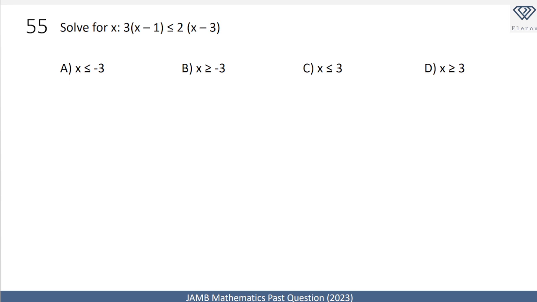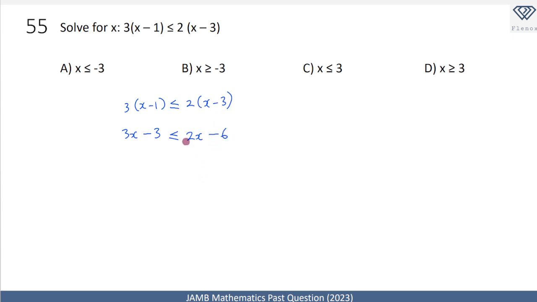So moving on to question 55, we are told to solve for x in this inequality. 3 into bracket x minus 1 is less than or equal to 2 into bracket x minus 3. So what do we do first? We need to expand. So 3 times x is 3x, 3 times minus 1 is minus 3, is less than or equal to 2 times x is 2x, and 2 times minus 3 is minus 6.